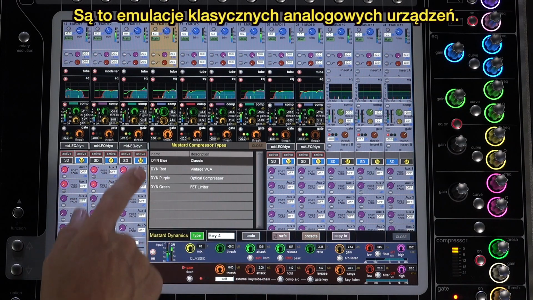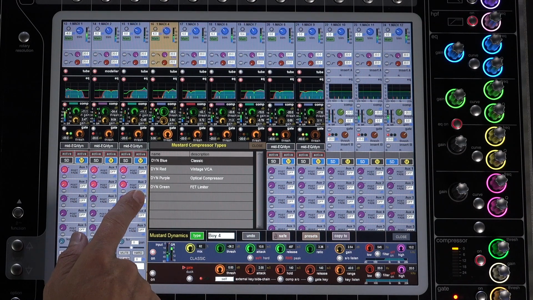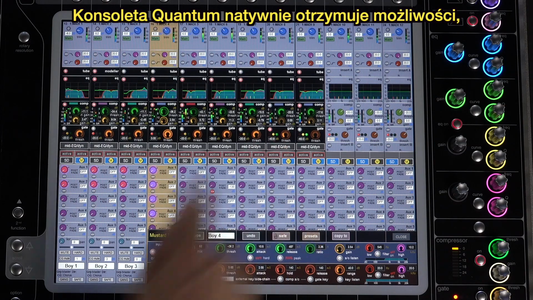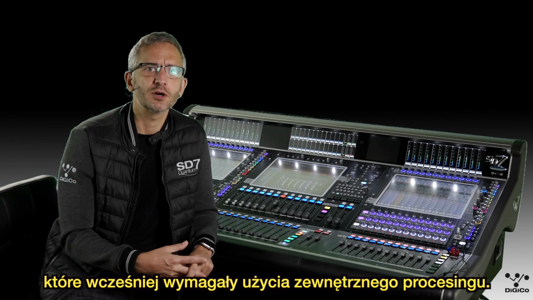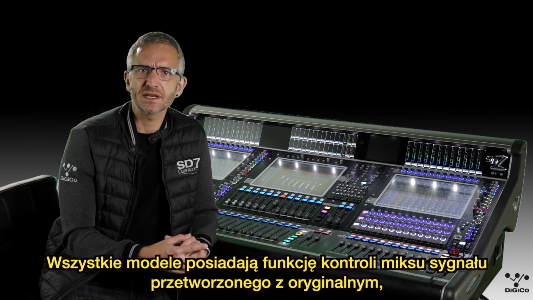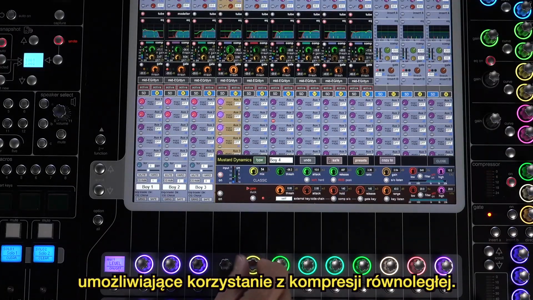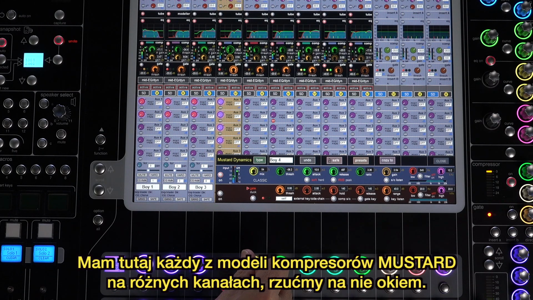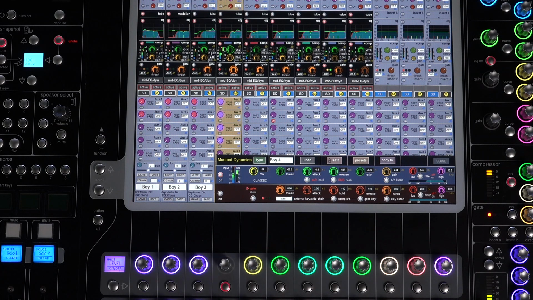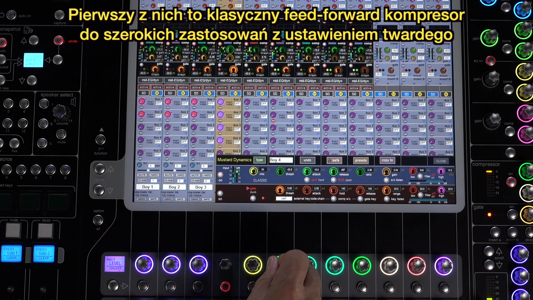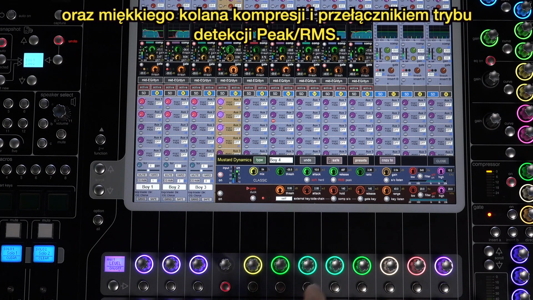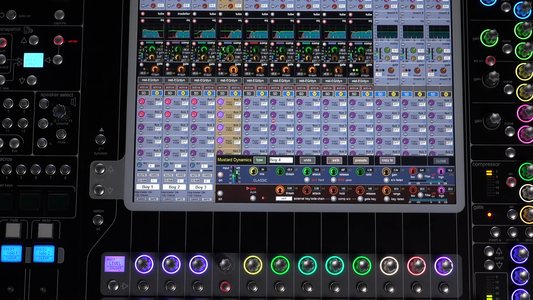These mustard compressors are modeled on classic analog units, so having them natively on your Quantum 7 will expand your creative choices without the need for external processing options. And each of these units features a mix control, perfect for parallel compression. I've got one of each of our mustard compressors set up on some channels, so let's take a quick look. First up is the classic compressor, a general purpose forward feed compressor with hard or soft knee switching and RMS or peak level sidechain amplitude sensing.